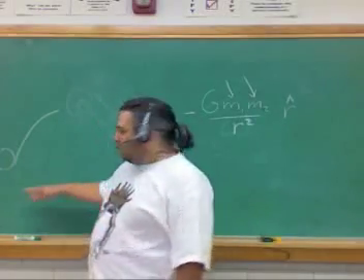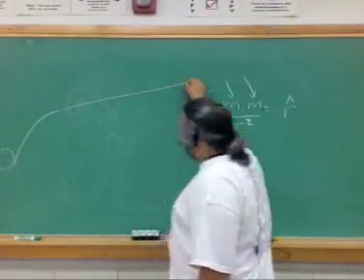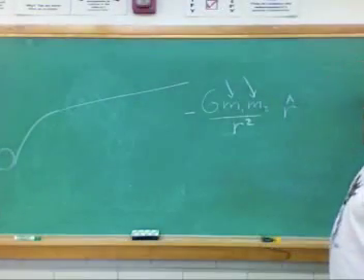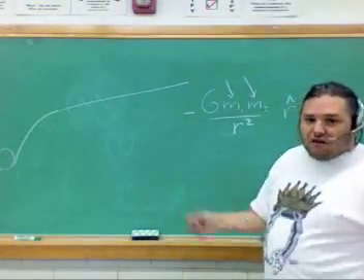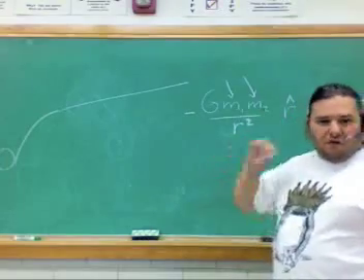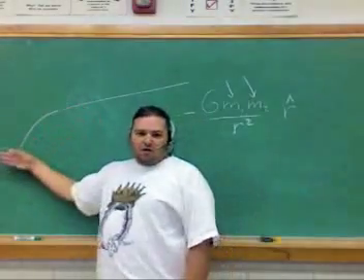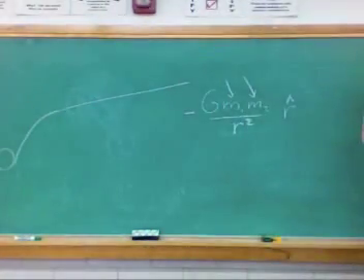This attraction is stronger at this point and weaker up here. And as a matter of fact, the further out it goes, the shallower and shallower it gets until you get to infinity, where it turns into 0. Well, where's infinity? So that's why it's an inverse square law.